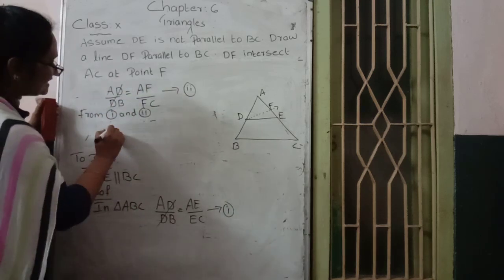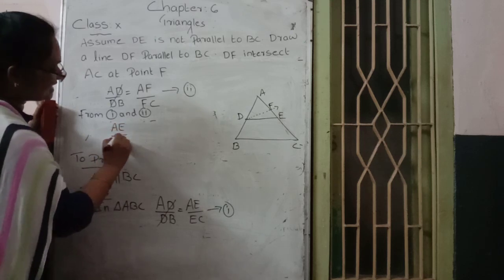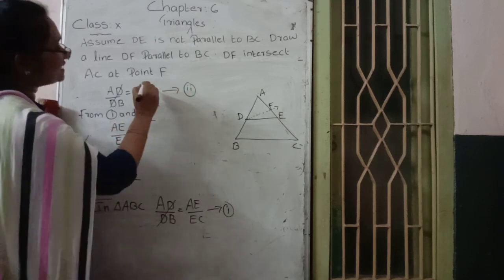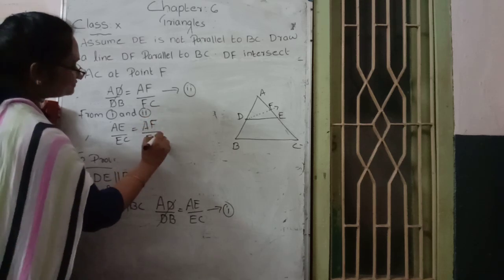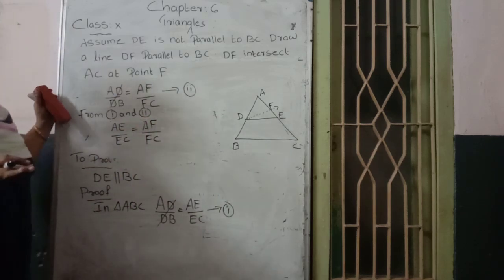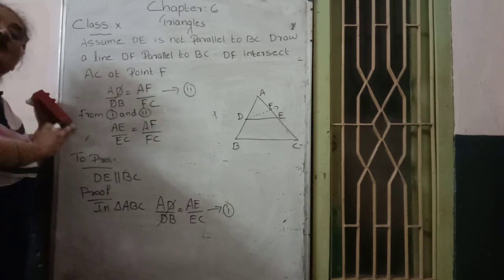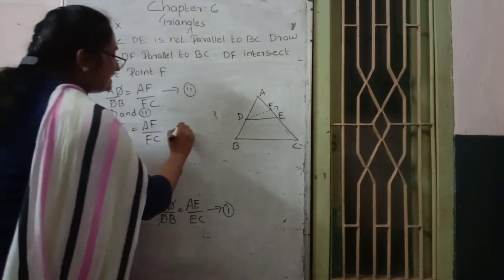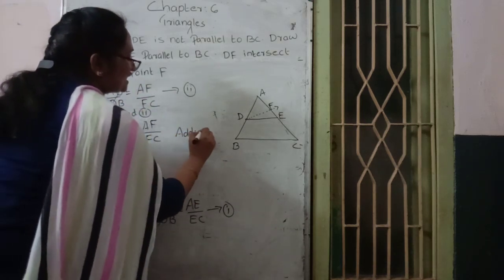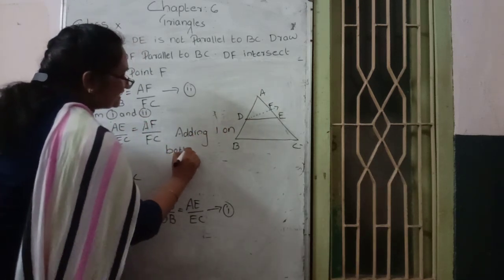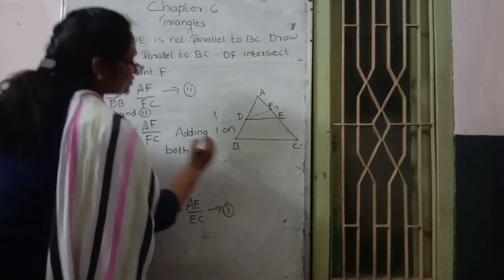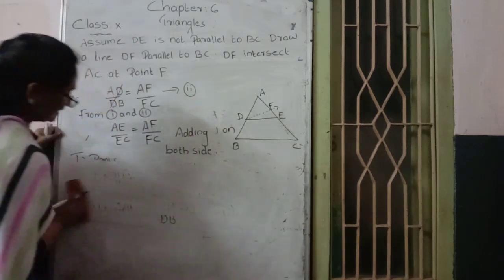First equation, right side is which way? AE by EC is equal to, second equation right side, AF by FC. Then the next process is, we add 1 on both sides. Adding 1 on both sides.